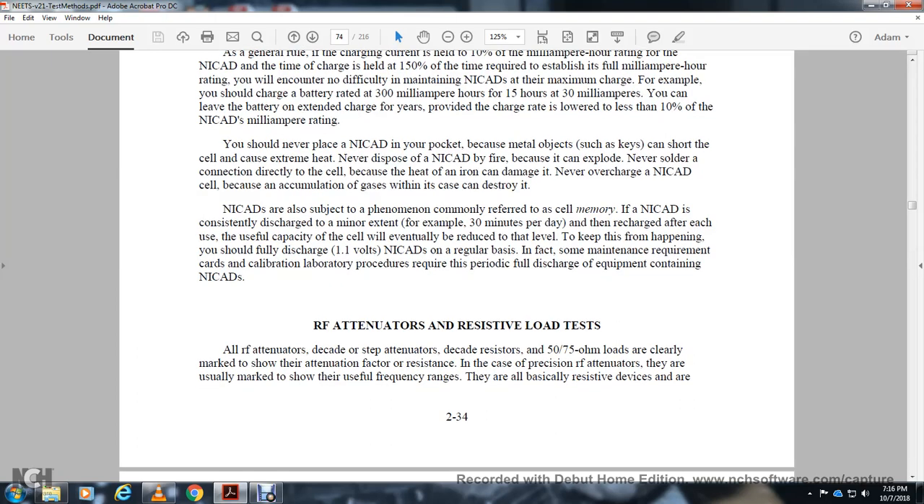Nickel-cadmium batteries are subject to the phenomenon commonly referred to as cell memory. If a nickel-cadmium battery is constantly discharged only a minimum amount, for example 30 minutes per day, and then recharged after each use, the full capacity of the cell will eventually be reduced.